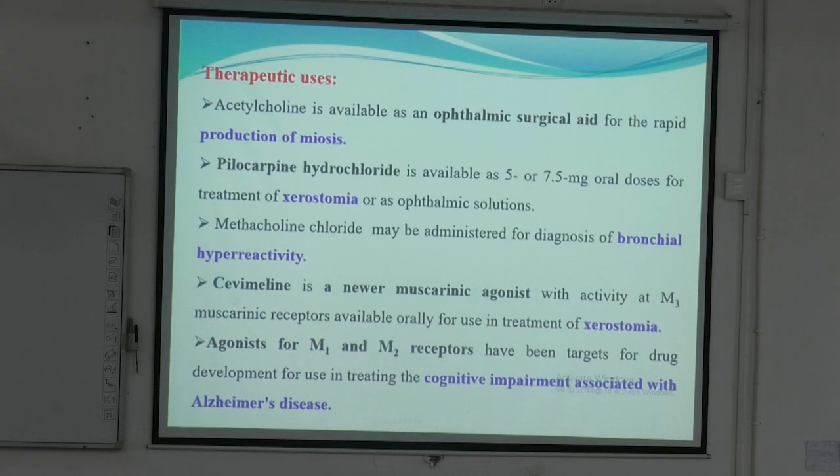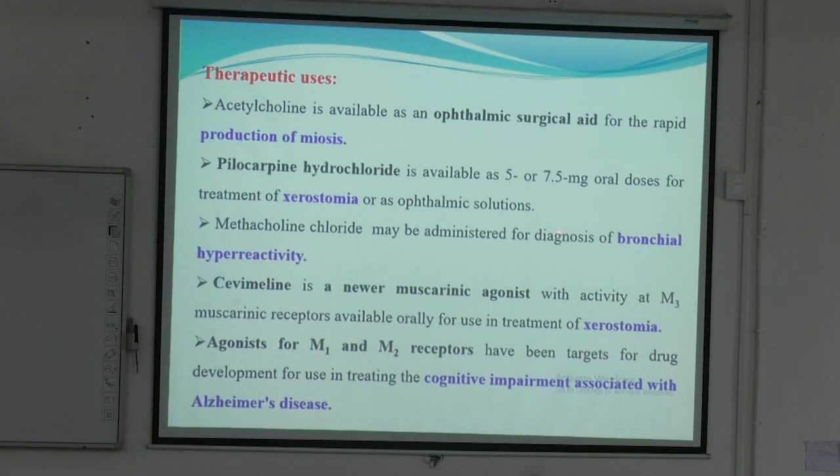Now coming to the therapeutic uses. So acetylcholine is available as an ophthalmic surgical aid for the rapid production of the miosis, but in most of the cases newer drugs are available, that's why pilocarpine is very less used nowadays. Pilocarpine is available as 5 or 7.5 milligram oral doses for treatment of xerostomia. Xerostomia means there is dryness in the mouth. So it can happen in different types of conditions, different types of endocrine problems, where pilocarpine hydrochloride can be given, but it is very rarely used, or as an ophthalmic solution.